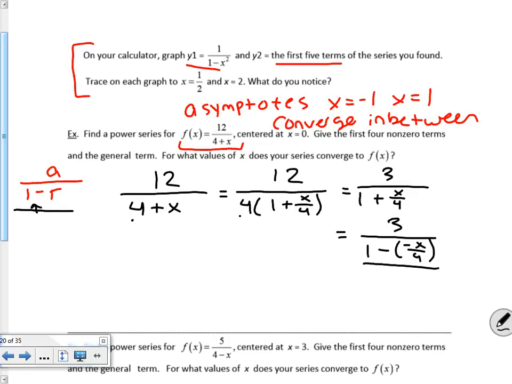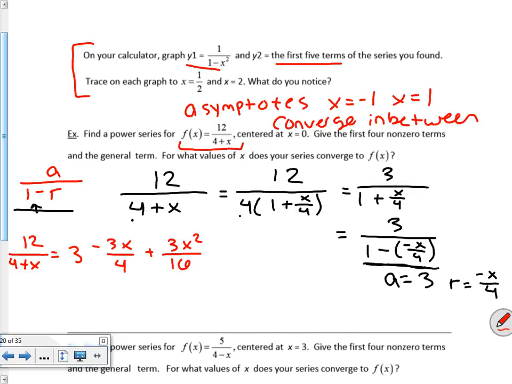So I can use this information to write the series. All right? If I use this, I notice that a is equal to 3, and r is equal to negative x divided by 4. Now we're ready. So I can say that 12 divided by 4 plus x is equal to the power series 3 minus 3x over 4 plus 3x squared divided by 16. Remember, I'm multiplying by negative x over 4 every time. Okay? Minus 3x cubed over, oh, I'm sorry.